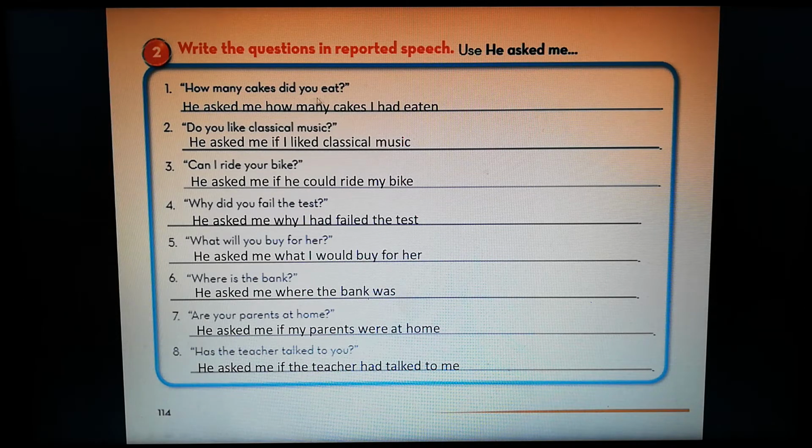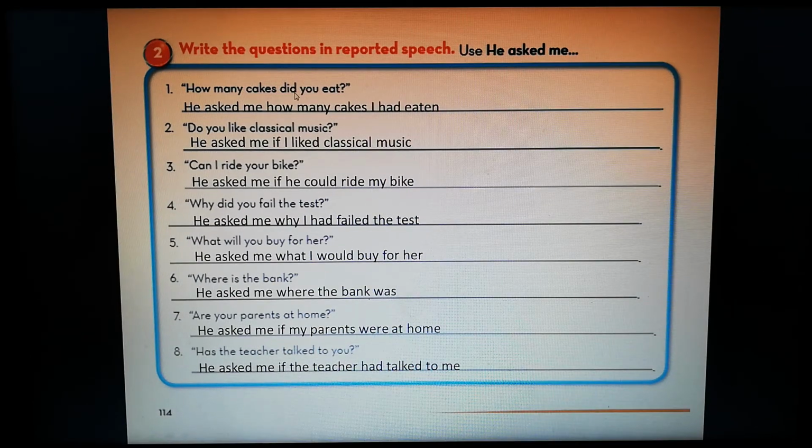How many cakes did you eat? He asked me how many cakes I had eaten. He asked me استخدمتها لأنه هو طالب مني هيك بالسؤال. بالسؤال كان عندي did you الverb أو helping verb بعدين subject. بالreported question صار عندي بالأول subject اللي هو I بعدين verb had eaten.